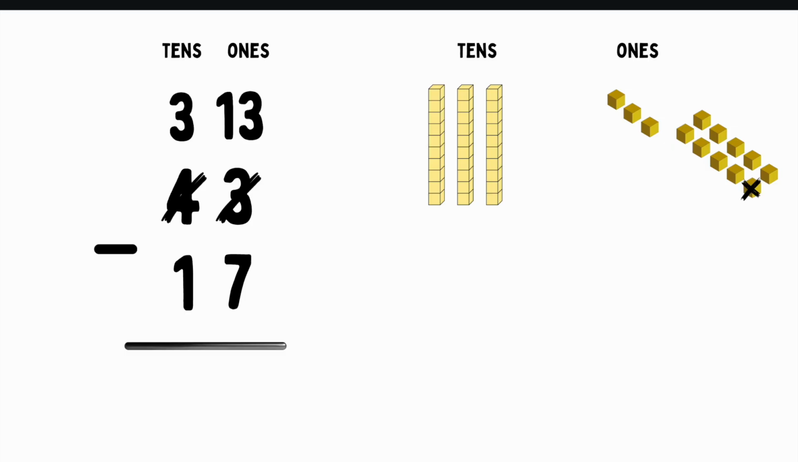Ready? Count with me. 1, 2, 3, 4, 5, 6, 7. That means that we have 3, 4, 5, 6 ones. 13 minus 7 equals 6. And now let's do the tens.